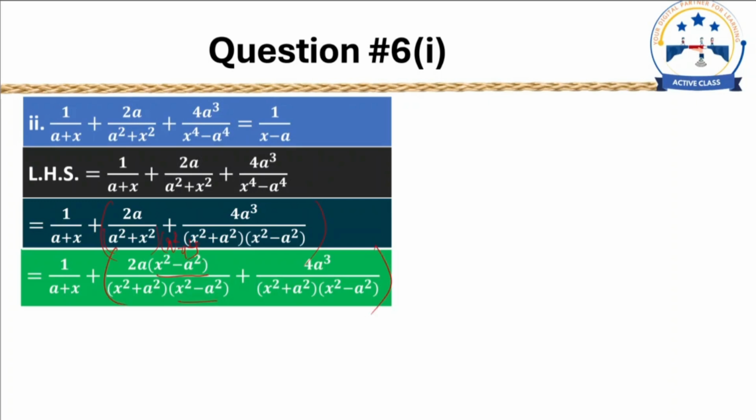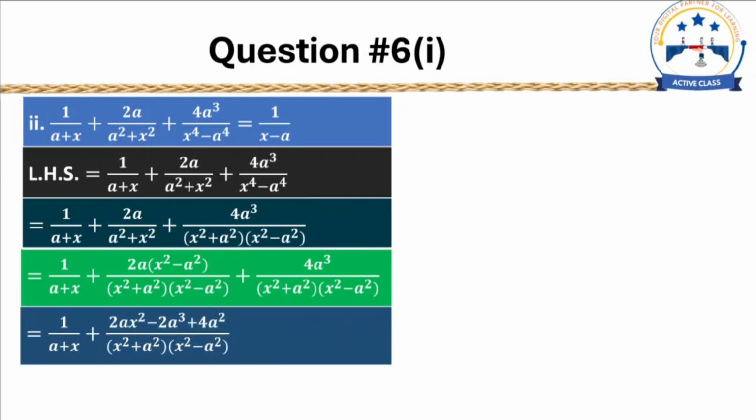Now these two fractions are like, they have the same denominators. So just simplify the numerators, keeping only one denominator in the name. What I did over here is I've written only one denominator as LCM. 2a into x square is 2ax square, 2a into a square is 2a cube, and this 4a cube remains same, okay? Now what happens over here is minus 2a cube plus 4a cube is plus 2a cube, isn't it?